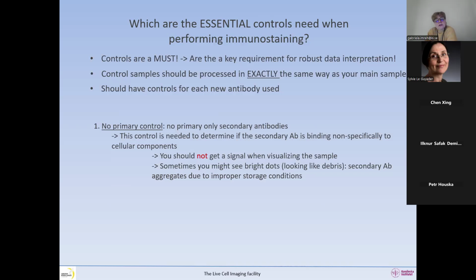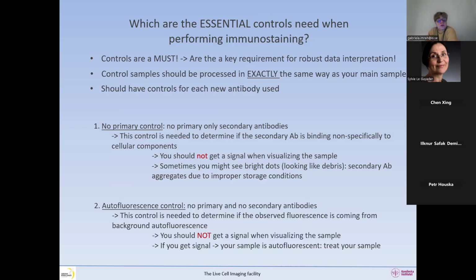And I would say that those are secondary antibody aggregates, which can occur due to improper storage conditions. And this is when I recommend that you take the vial of the antibody, vortex it first, spin it down, and just take the supernatant and then use it.